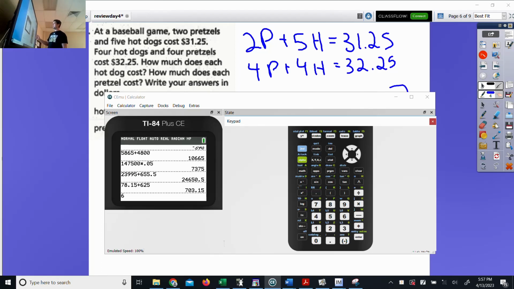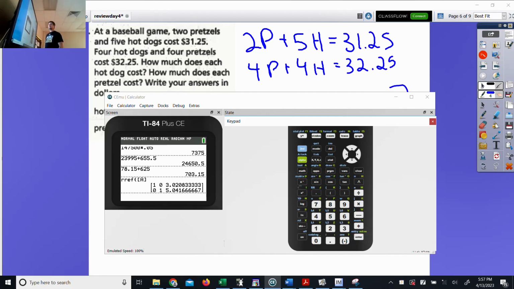So I went to second matrix. Now I'm going to go to second matrix again. Scroll over to math. I'm looking for RREF. And there's the answers we had, kids. Although it looks like I was off by a penny. Okay?